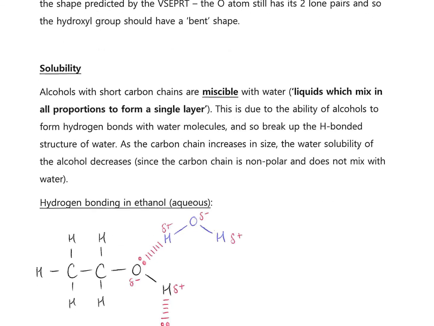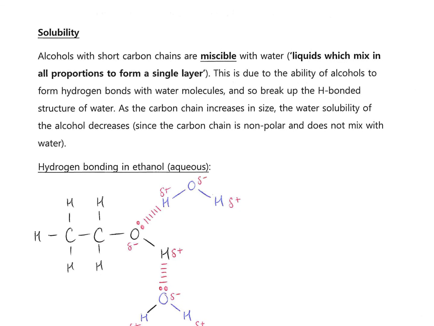Hydrogen bonding also has to do with the solubility. So what we find is that alcohols with short carbon chains are miscible with water, and your definition of miscible is liquids which mix in all proportions to form a single layer. And that's again due to the ability of alcohols to form hydrogen bonds with water molecules. So they are able to break up the hydrogen bonded structure of water. We saw with chloro and bromoalkanes, even though they have dipole interactions, that's not strong enough to overcome the hydrogen bonding of water. So it doesn't break up water molecules, so they're not miscible.